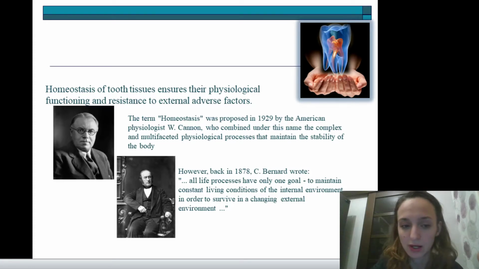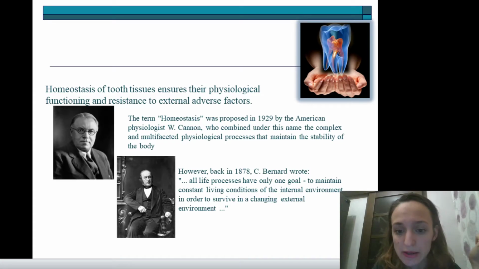And some historical information about homeostasis of tooth tissues. The term homeostasis was proposed in 1929 by the American physiologist Cannon, who combined under this name a complex of multifaceted physiological processes that maintain the stability of the body.